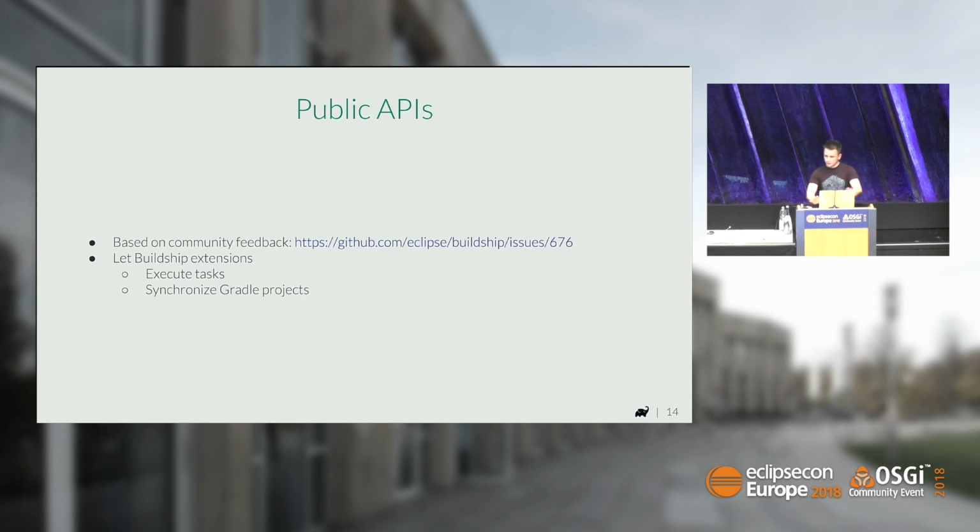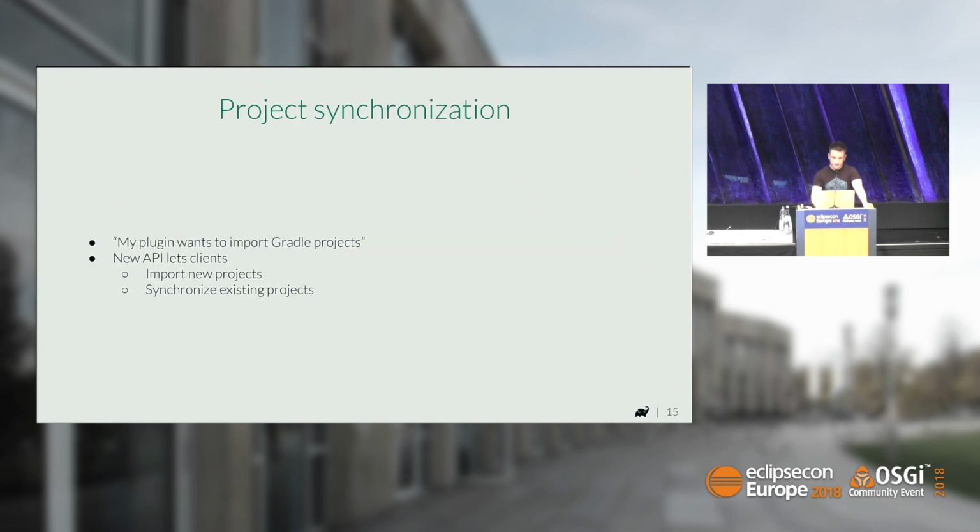So we decided to clean all this up and just provide a proper public API for all the projects, for all the downstream dependencies. So we asked for feedback on our issue tracker, and we actually got the feedback. It was not that surprising, because basically the answer was: please provide APIs for all the stuff Buildship does, which is synchronizing the workspace with the Gradle build and executing tasks. So this is what we did.